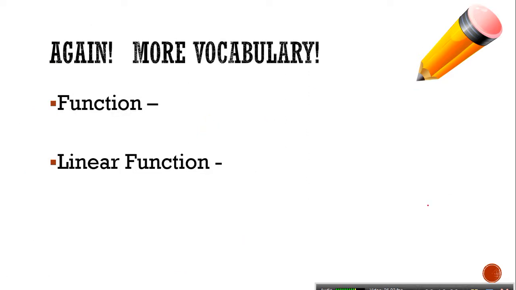Again, some more vocabulary. Now, a function. This is probably one of the most important things in math. A function means that each input has one unique output. Notice how I underlined 1 a whole bunch of times. That's the most important part, and they all need to be unique.